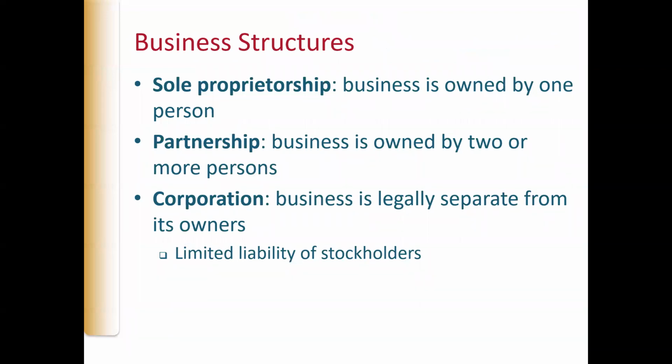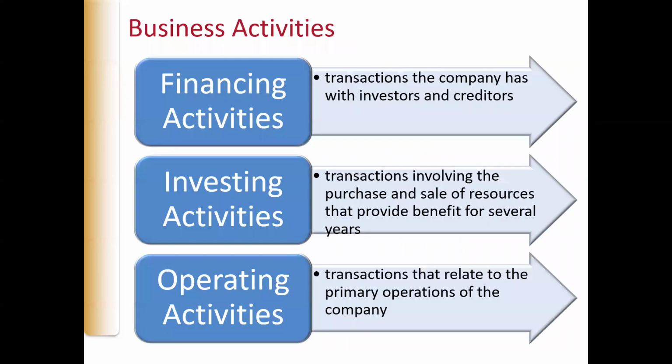Now, there's more than three structures of businesses in the country, but a sole proprietor is a business that's just owned by one person. Partnerships are businesses owned by two or more people. And then corporations are businesses that are legally separate from their owners. Every large business out there is usually a corporation. Now, the largest number of businesses are sole proprietors. However, they don't necessarily make the most money. Corporations are probably the fewest, but those are the larger entities.